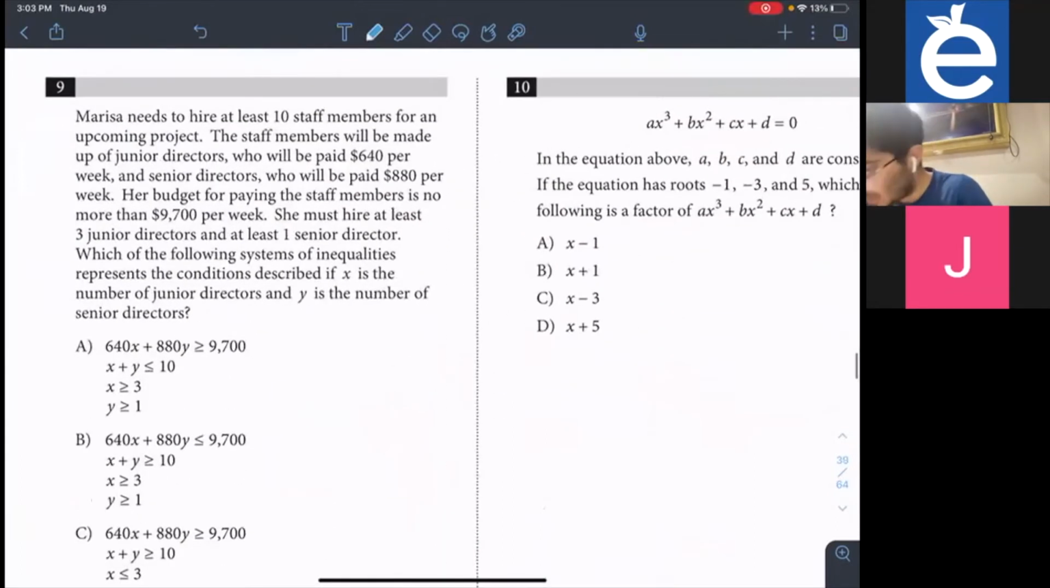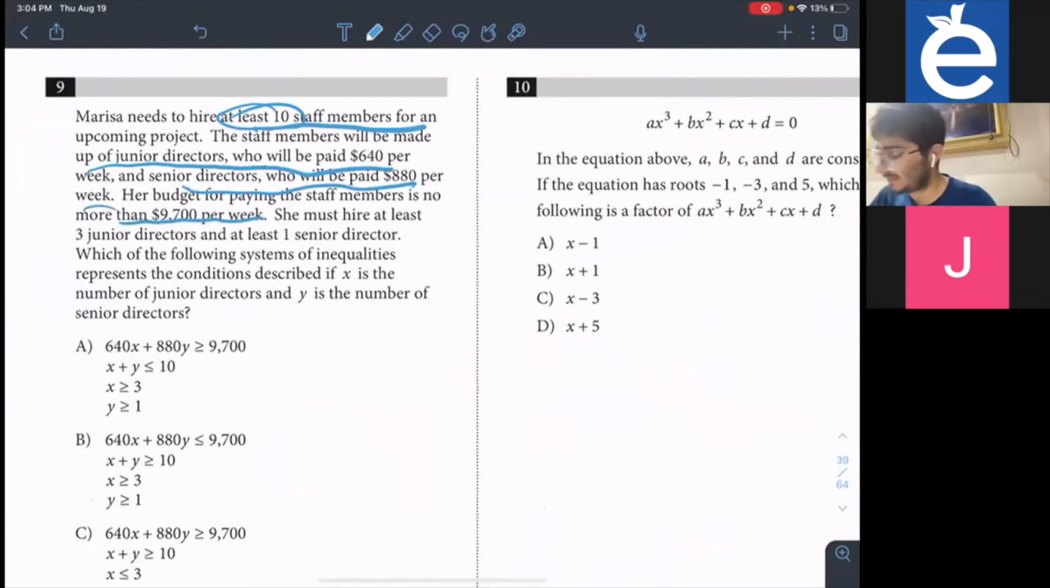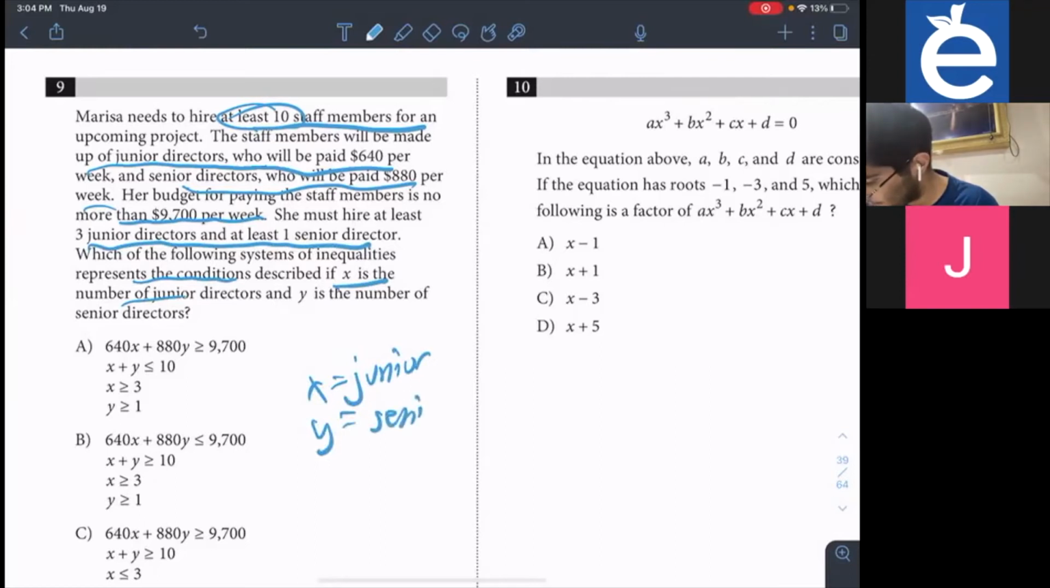Question 9. Marissa needs to hire at least 10 different staff members for an upcoming project. The staff members will be made up of junior directors who will be paid $640 per week, and senior directors who will be paid $880 per week. Her budget is no more than $9,700. She must hire at least 3 junior directors and at least 1 senior director. Which of the following system of inequalities represents the condition described if x is the junior directors and y is the senior directors?